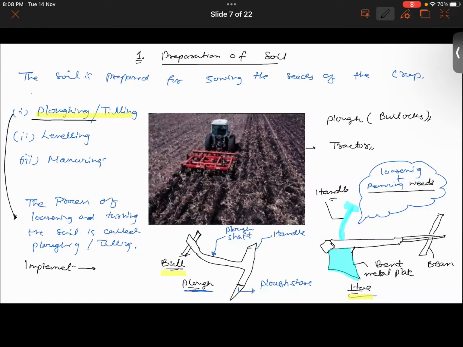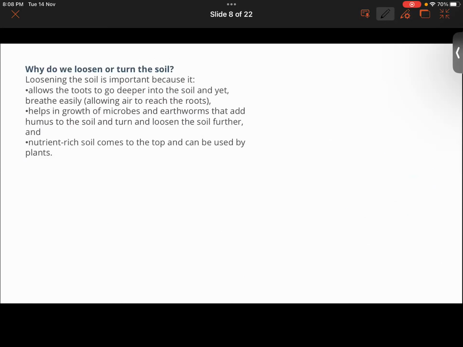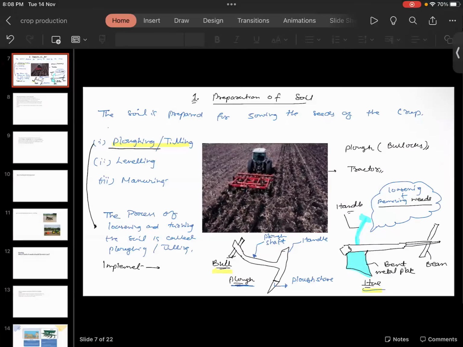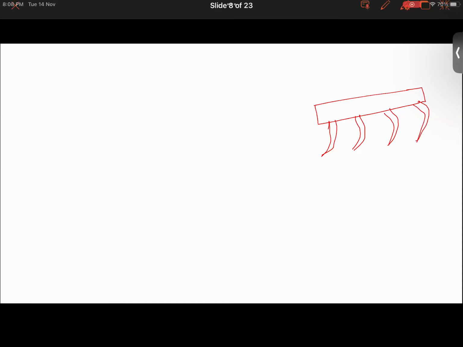Now, the tractor that you are seeing over here, at the back of the tractor, this red structure that you see, that is actually a cultivator. Just let me add one more slide to have some extra space over here. So that is a cultivator. Simply, it somewhat looks like this, right? Anyone would like to explain the function of it and what extra feature it has?